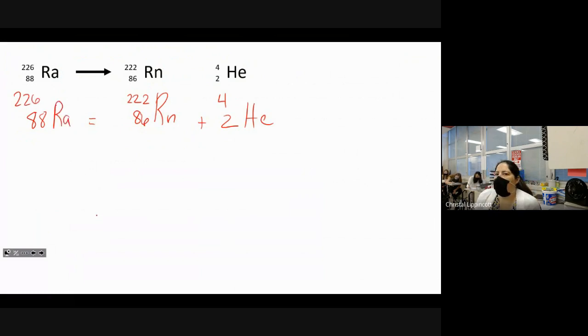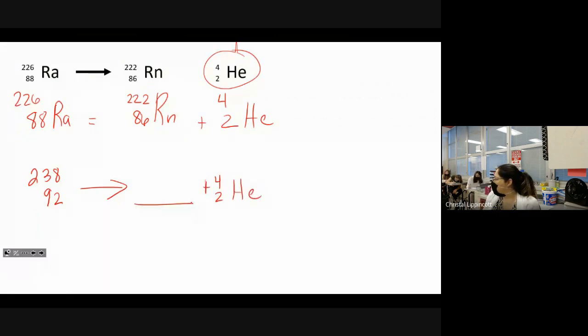So if I said uranium 238, it's 92. Yeah. Uranium 238 gives off an alpha particle. This is our alpha particle. What would go here? Do that problem.